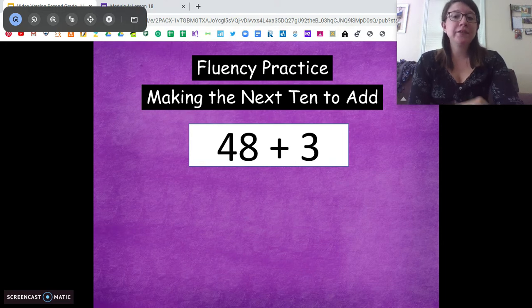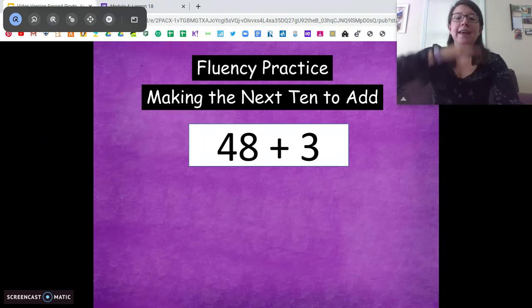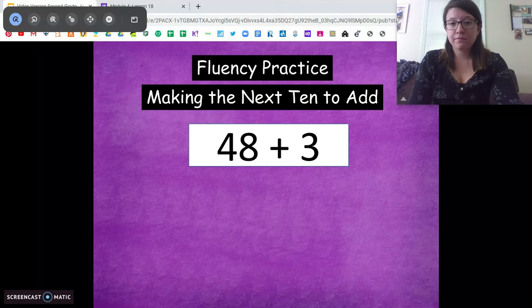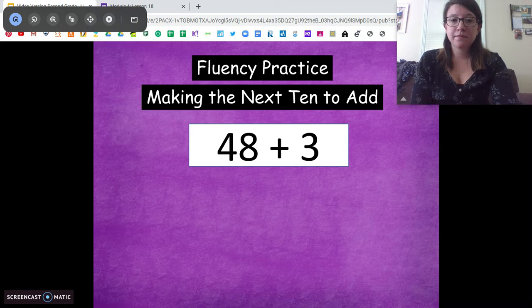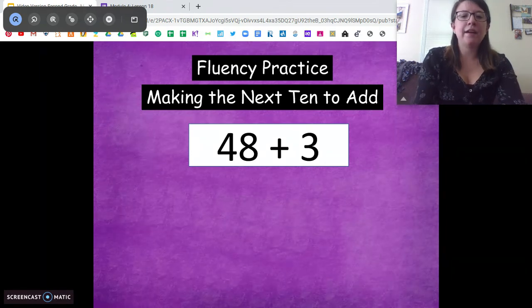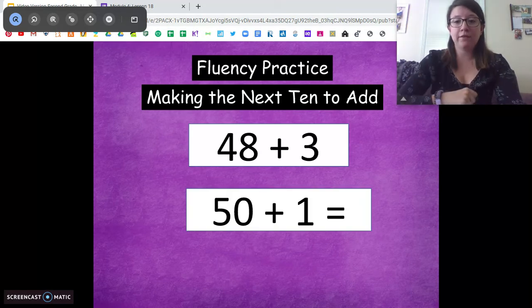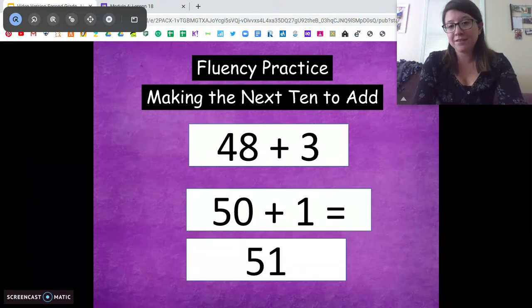Let's try another one. A little bit bigger number, same idea. 48, get it to the next 10, and then write the new number sentence and tell me the answer. Pause and do that now. Got it? All right, 48, we got to get to 50. So we're going to add 2, and then we take 2 away from the 3. 50 plus 1 is 51.